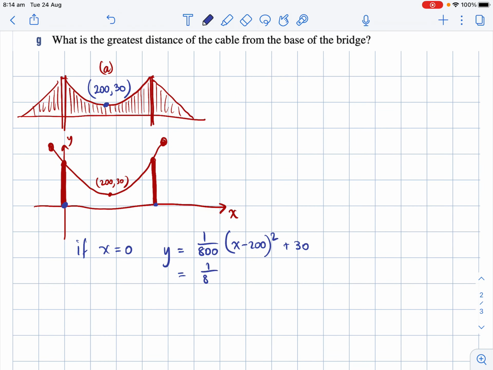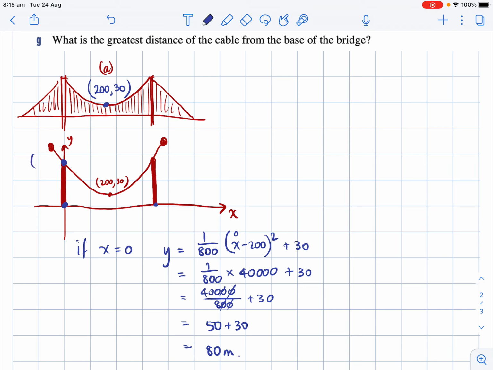So that would be 1 over 800 times by 40,000. How did I get the 40,000? I just made that a 0. 0 take away 200 is 200, and 200 squared is 40,000, plus 30. So 40,000 divided by 800 plus 30. Yes, these numbers are big, but we can use our simplifying skills to cancel it down. 400, how many 8s? That's going to be 50, plus 30, which equals 80 meters.